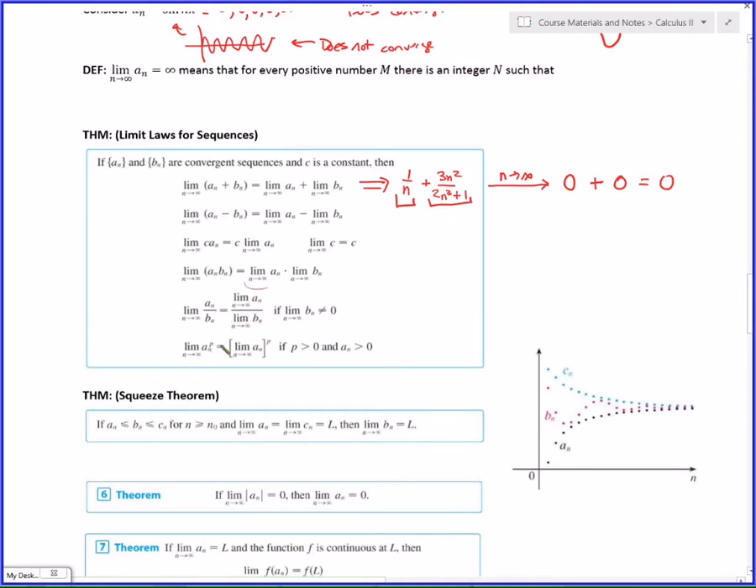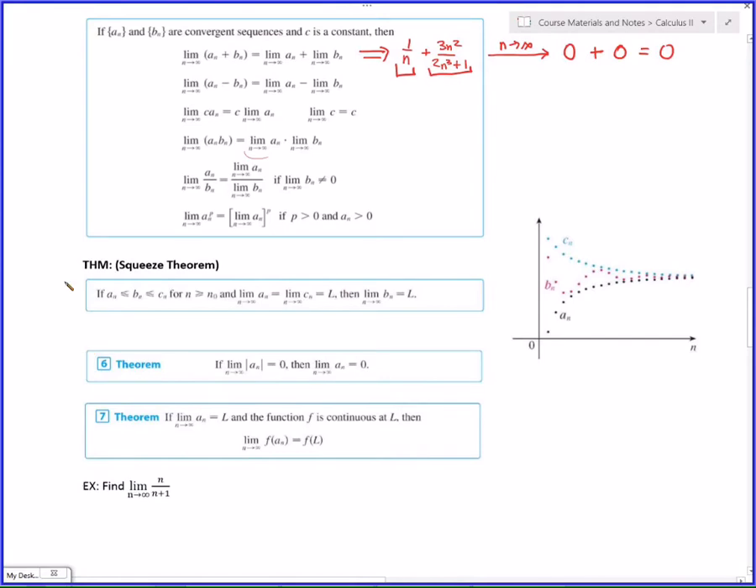And if you have limit of a power, you can also take limit of the inside, then raised to the power. By the way, this means this also works for square roots. Right, so a limit outside of a square root can be moved inside of a square root. As a matter of fact, I'm going to jump down here. Number 7 says no matter what function that you have, if it's continuous, you can move the limit inside.